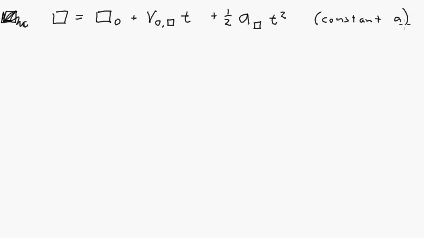Box equals box naught plus initial velocity in the box direction times t plus 1/2 acceleration in the box direction times t squared. And this is for constant acceleration. The idea is you can replace box with x or y or z and have a true equation in any of these.